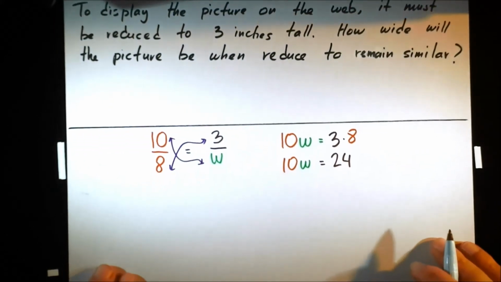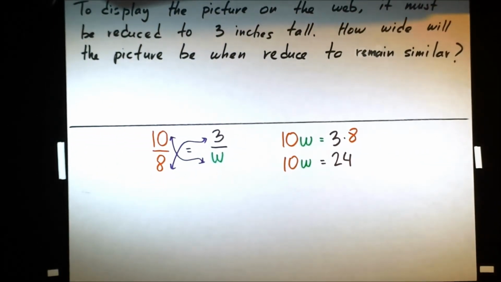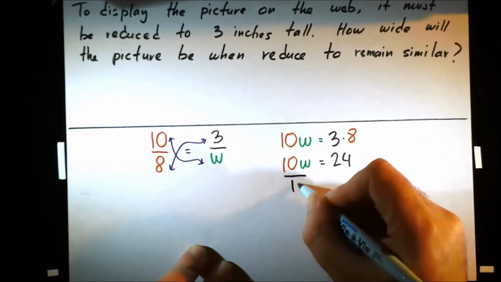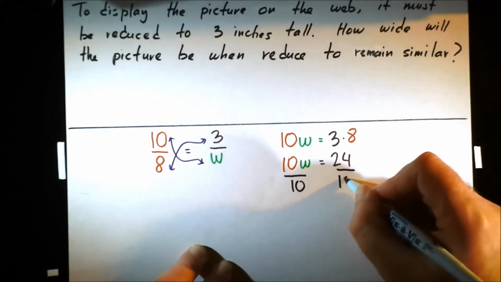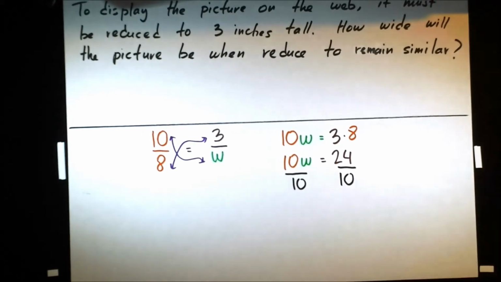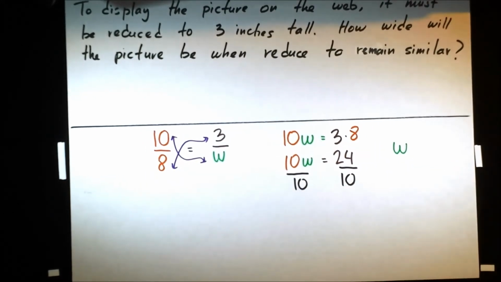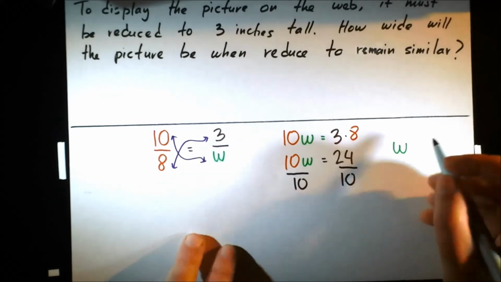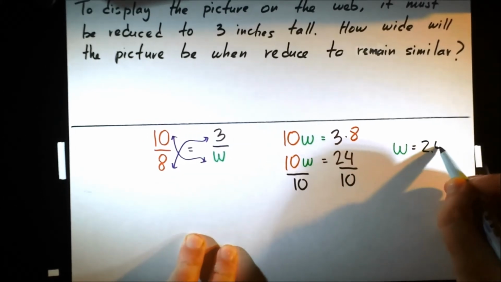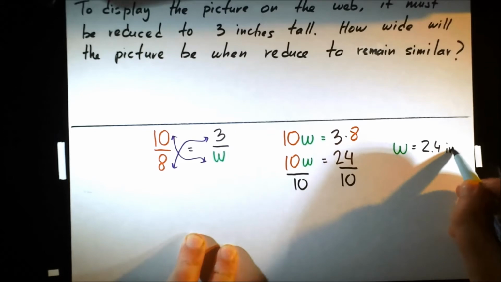I'm going to move this up a little bit. Divide both sides by 10, you say? I'm totally in agreement. Divide both sides by 10. And yes, I know, 10 doesn't go into 24 evenly, but you don't have to do long division here. What's 24 divided by 10? Should be easy. 2.4. And it's 2.4 inches.